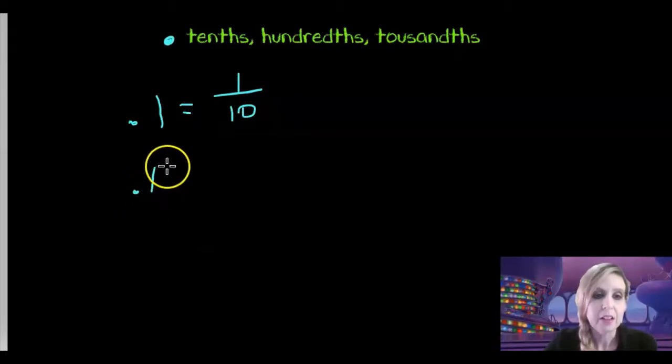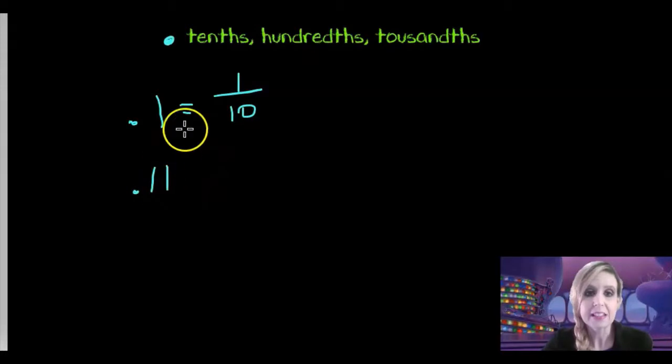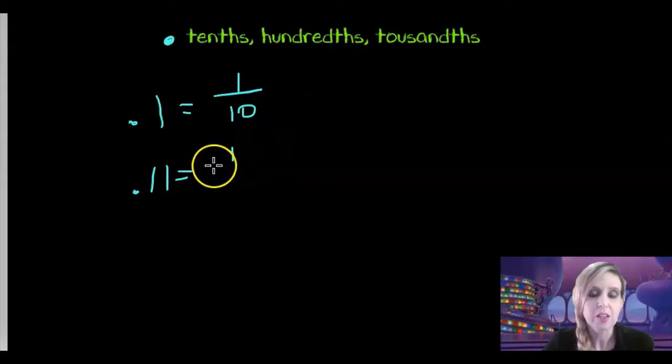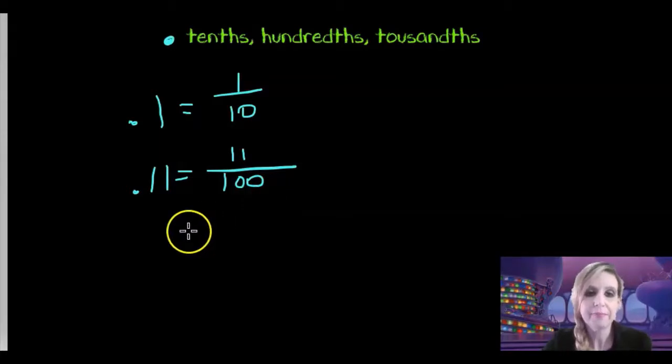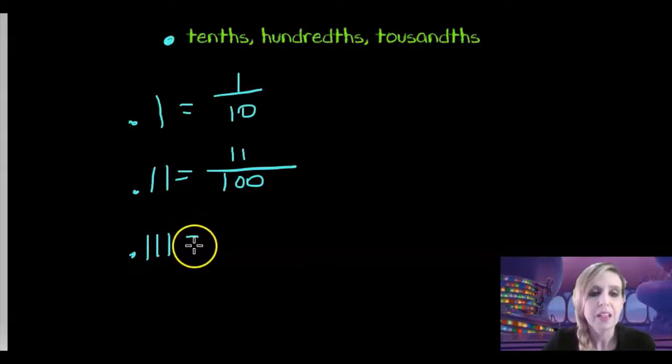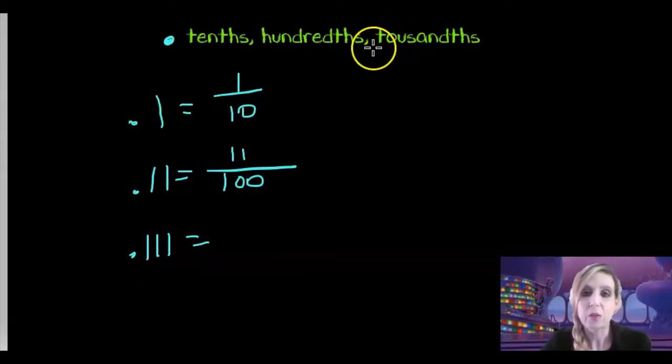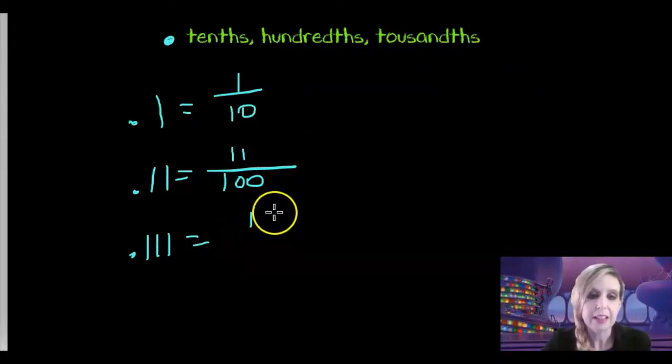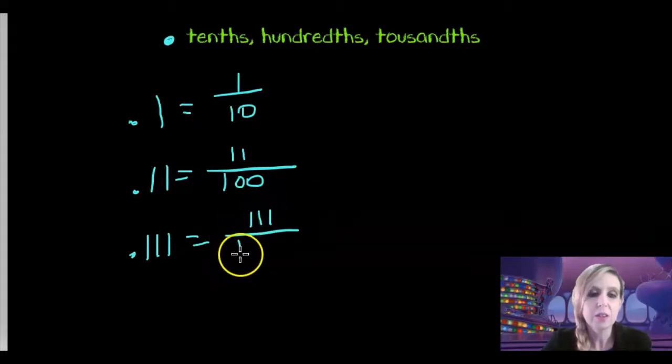Now, if we had 0.11, we have two places, so that would be hundredths. So we would just place it over 100. So we would have 11 hundredths. Okay? And then if we have three places, 0.111, we would put that over 1,000 because that's in the thousandths place. So it would look like 111 over 1,000. Okay? So that is how you would write a decimal as a fraction.